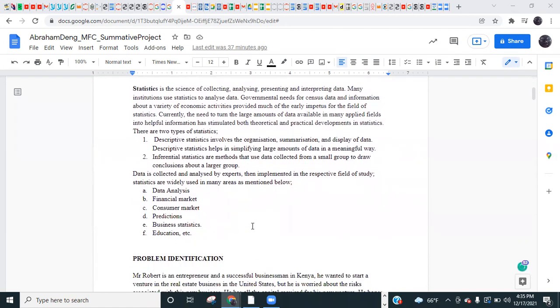Statistics is divided into two types. The first one is descriptive statistics, which involves the organization, summarization, and display of data. Descriptive statistics helps us present large amounts of data in a meaningful way. The second one is inferential statistics, which is about collecting data from a small group, which can help in drawing conclusions about a larger group.